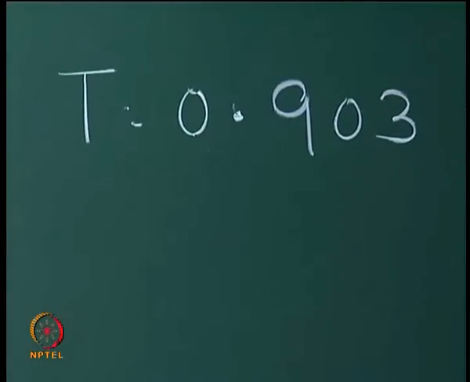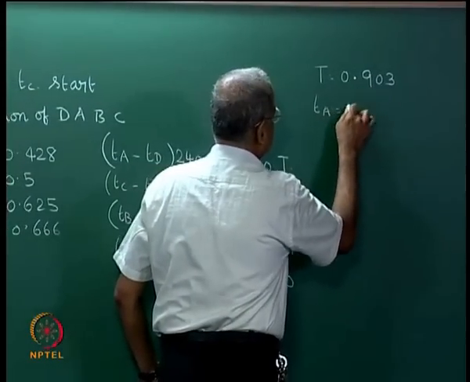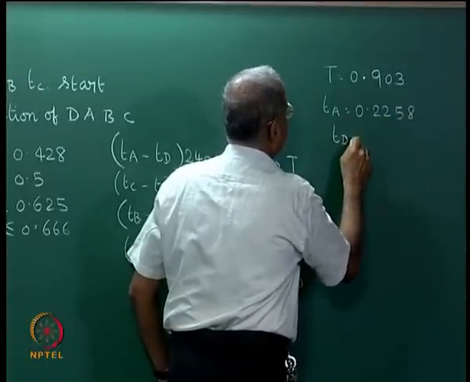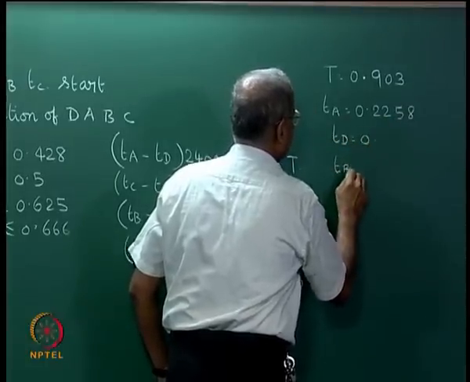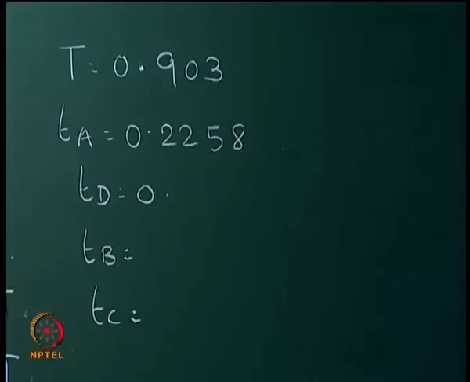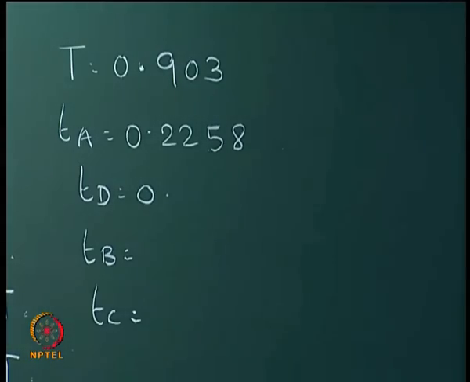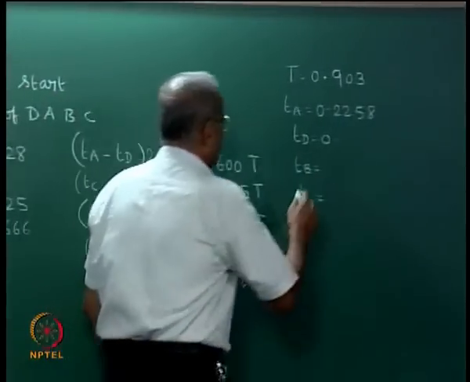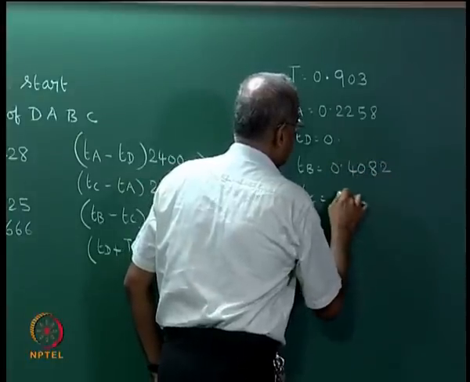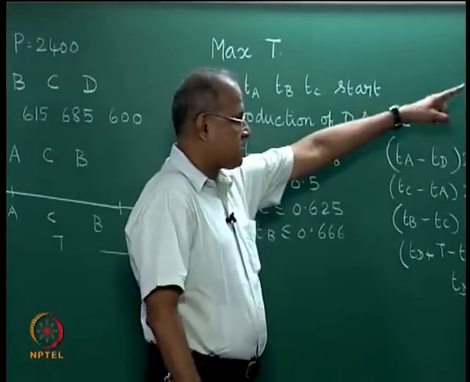and we will have values which will be TA equal to 0.2258, TD will be 0, and TB and TC: TC is 0.4082 and TB will be 0.666. So, this is the solution.